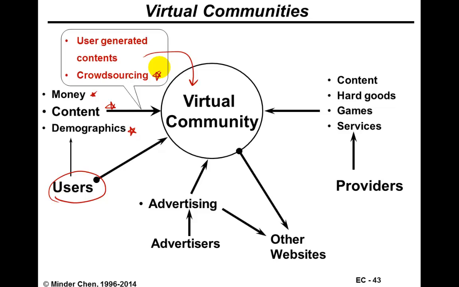And once you have a lot of users on your website, you can start thinking about providing content. By the way, content may come from the users themselves. You can sell hard goods like cookie cutters, cooking ingredients, using our cookie example, games, and services, and so you can recruit other providers to come and sell stuff to your community members, and that's how you can generate revenue.